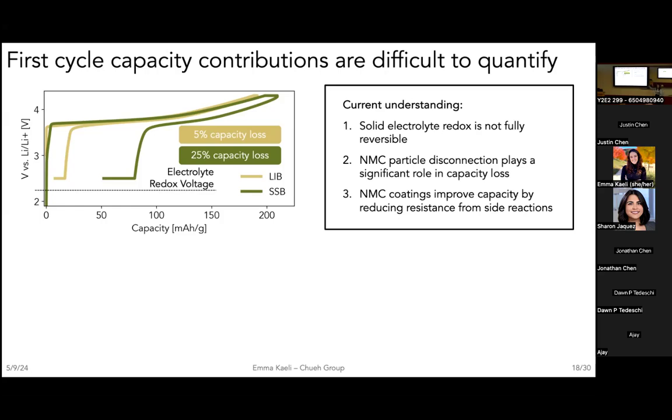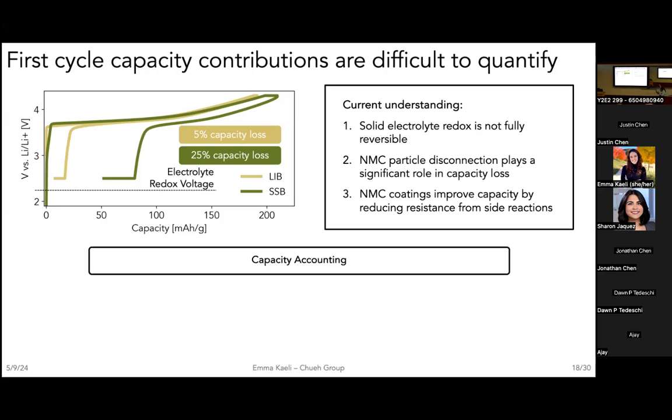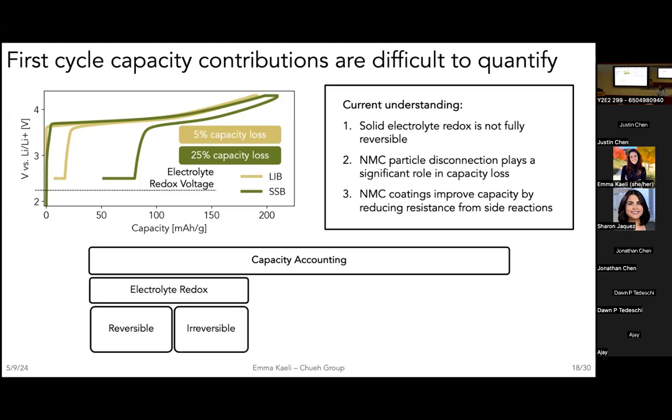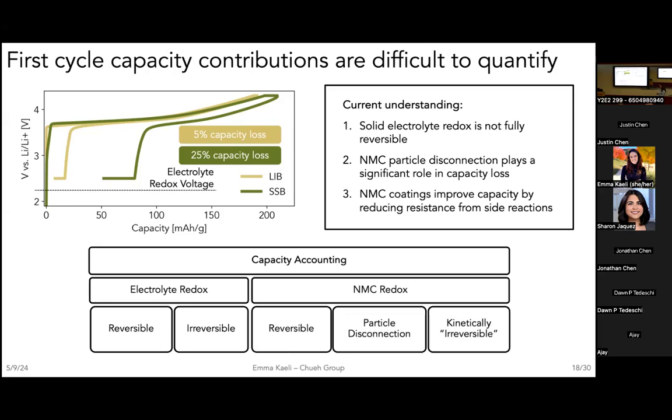If I want to go through again and make sure all these assumptions are right, I'm going to do the same process as before. So I'll do a careful capacity accounting. But first, I'm going to start with solid electrolyte redox, really probe the reversibility of that solid electrolyte redox, and see if we can learn anything there. And then I'll go through the NMC redox and try to categorize: what's a reversible extent of NMC redox? Is there any particle disconnection, as we theorize, that's really contributing to some of our capacity loss? And what is our more kinetically irreversible capacity, meaning capacity we can't get back under realistic operating conditions?